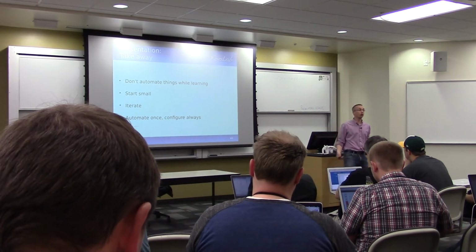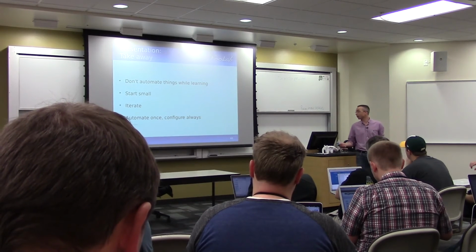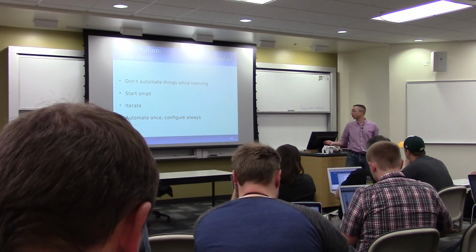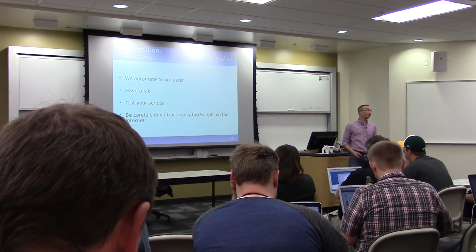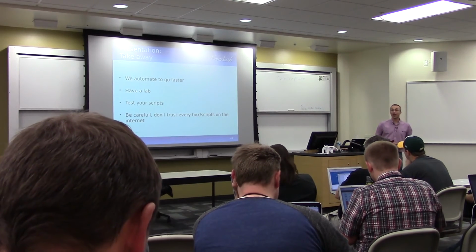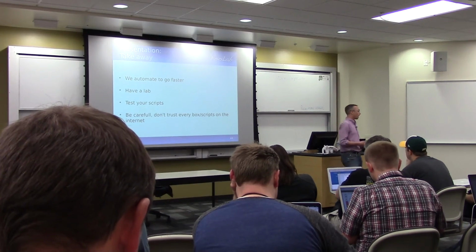Automate once, configure always. So write your Puppet manifest once and configure them. Don't hard code your things all over. You should use configuration files instead. We automate things to go faster. That's the main reason why we use Puppet and Vagrant.